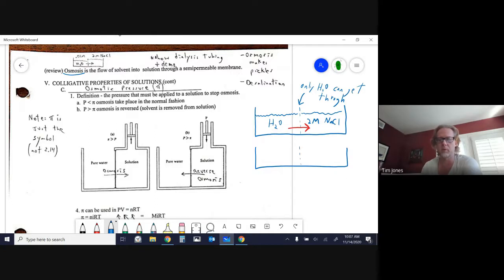Now, what will happen over time is as the water moves to the right, the solution on the right will rise. Let me make my container a little bigger. And the water on the left will lower until we get a situation like this, where there's less water than there originally was. And now there is some concentration of salt that's less than 2 molar.